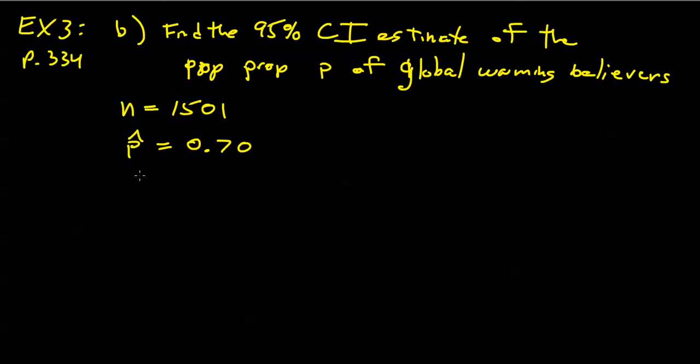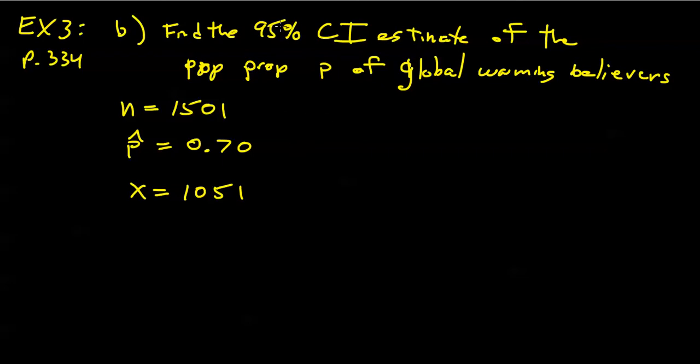Alright, from this proportion of 0.7, I can multiply 0.7 times 1501 to get the raw number of global warming believers in this sample, and I'm going to say 1051. 70% of 1501 turns out to be 1051, so X is going to be that raw number of believers from our sample.